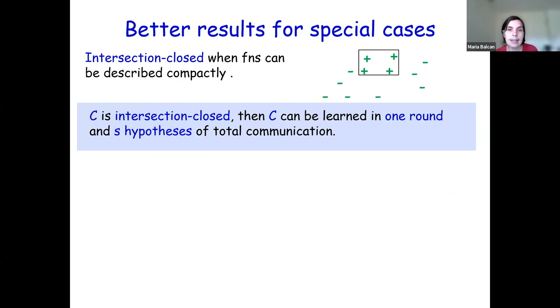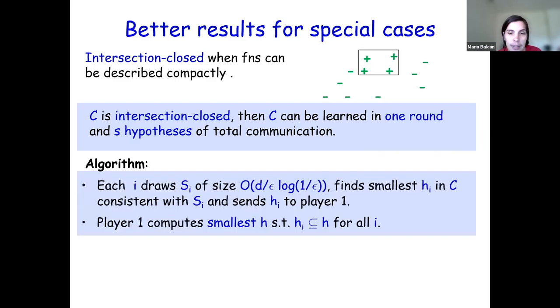In particular, if the concept class is intersection closed, then the class C can be learned in only one round of communication and S hypotheses of total communication, where S is again the number of players. An intersection closed concept class has the property that if two concepts, H1 and H2, belong to the class, the intersection also belongs to the class. For example, conjunctions over the Boolean cube, intervals of the real line, or rectangles in two dimensions are intersection closed. And just to get a feel of how you can use the structure of specific concept classes to do even better than the generic distributed boosting implementation, here's a quick argument for this intersection closed situation.